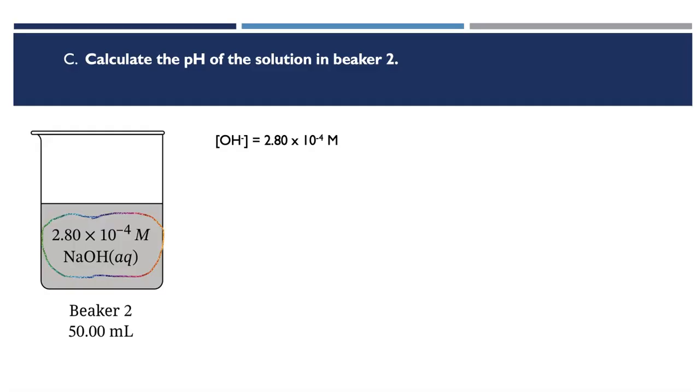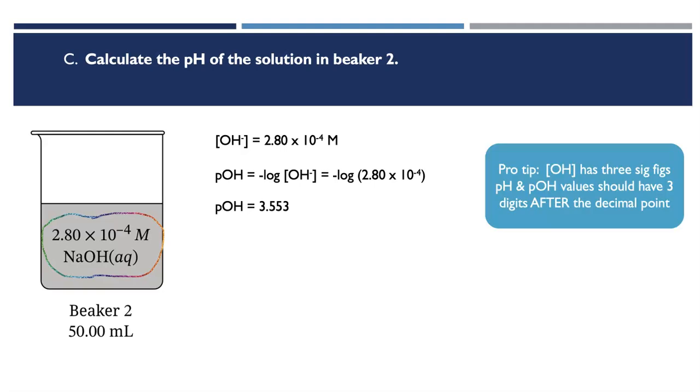Well, if we take the negative log of the hydroxide ion concentration, we get the pOH. So if we take the negative log of 2.8 times 10 to the minus 4, we get a pOH of 3.553. I do want to point out that the hydroxide ion concentration as given to us has 3 sig figs. And so a pH or a pOH value based on this should have 3 digits after the decimal point. So a pOH of 3.553 actually has 3 sig figs.